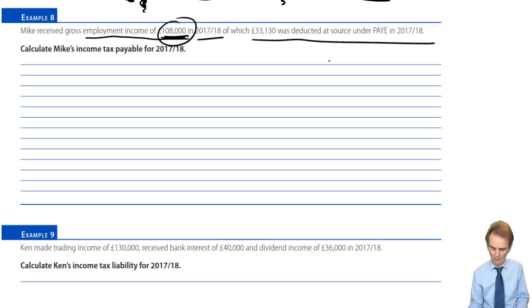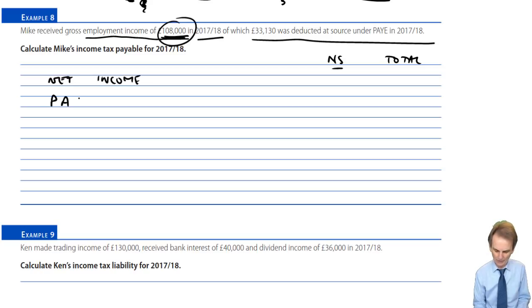Again, if we were doing our full pro forma computation, we'd have non-savings, we'd have total, and we would include our salary, our employment income, and that would bring us down to a net income before the deduction of the personal allowance amounting to £108,000.